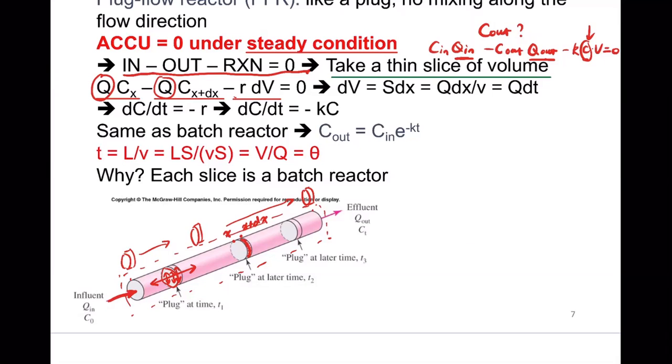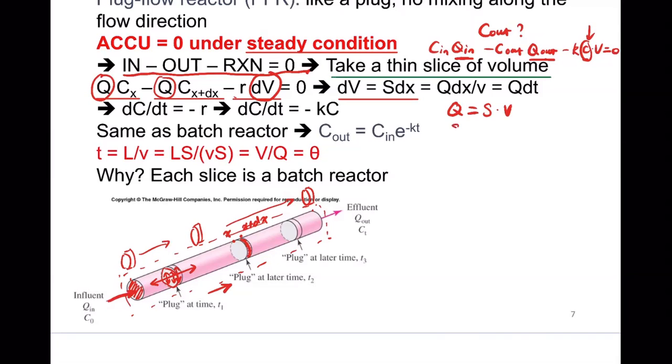What we can do is look at this dV here. dV is just the small volume within this slice. We know that dV can be calculated by the surface area of this tube multiplied by dx. Further, the flow rate is calculated by S multiplied by velocity. The velocity is basically how fast the wastewater moves within this tube. If you multiply this velocity by S, the surface area, you get the flow rate.